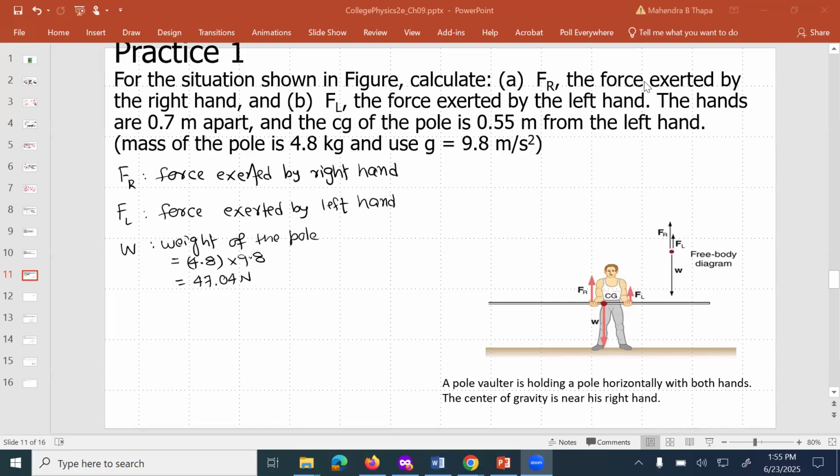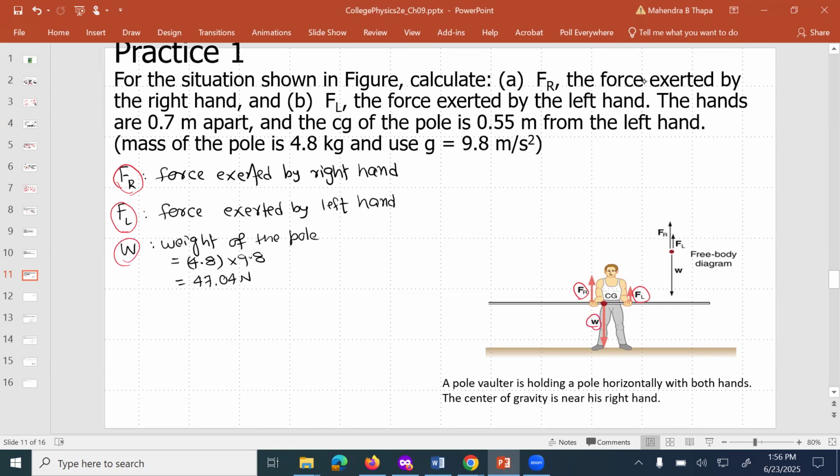In this example, Fr is the force exerted by the right hand, that is shown here, this force. Fl is the force exerted by the left hand, that is shown here, and W is the weight of the pole. Okay.